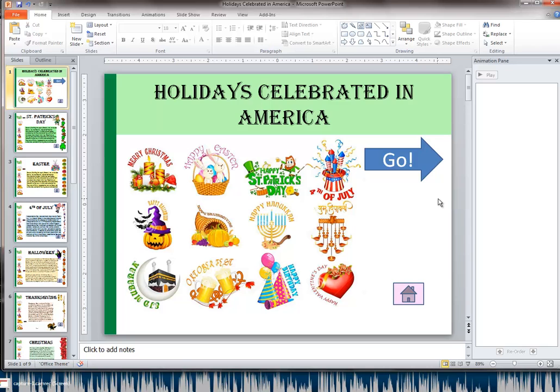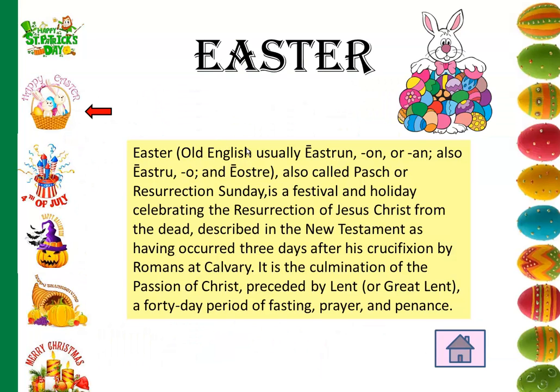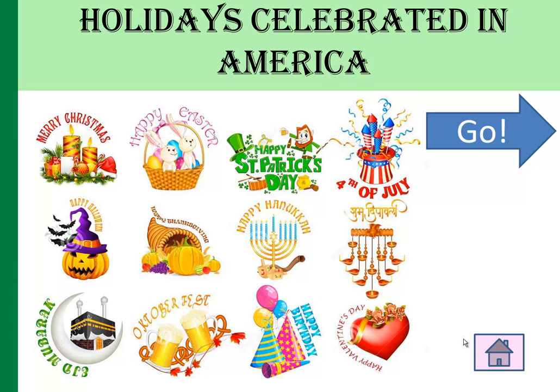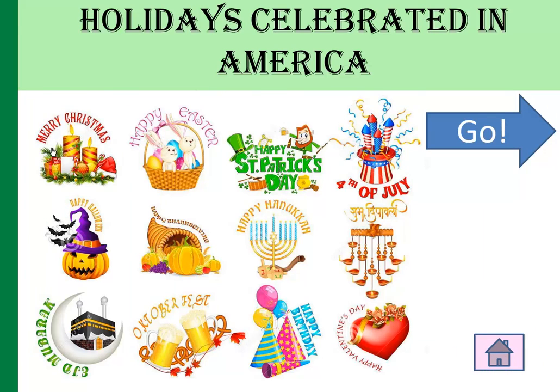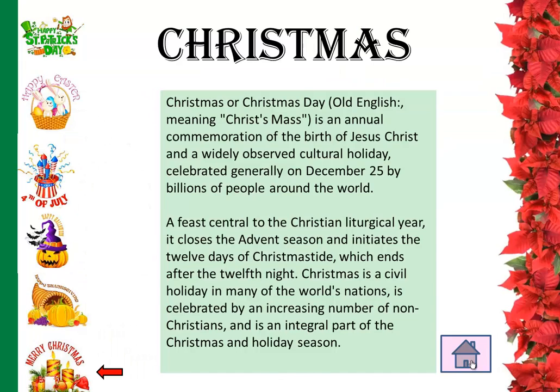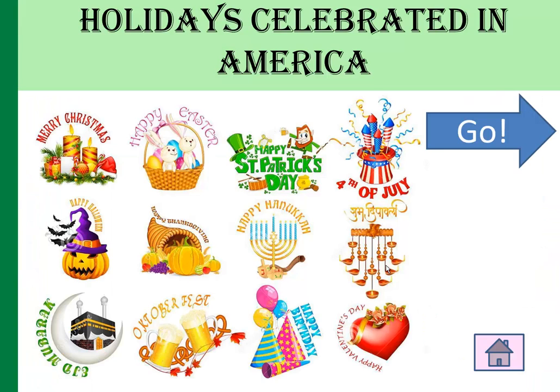So now, when I go to the presentation mode, I just press F5. Now when I click on Easter, I go to the Easter slide. Then I have to click here to go home. If I click on 4th of July, I go to 4th of July. When I click on Christmas, I go to Christmas, and then back home. Okay? So I've created pieces of this entire image that are hot and go to different places.